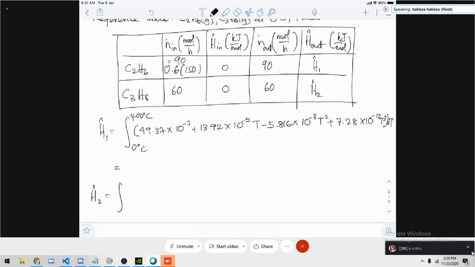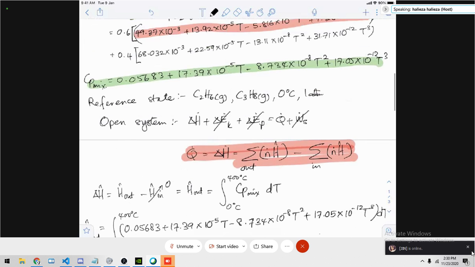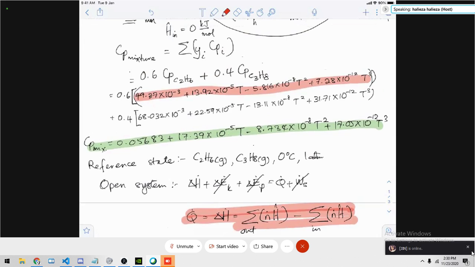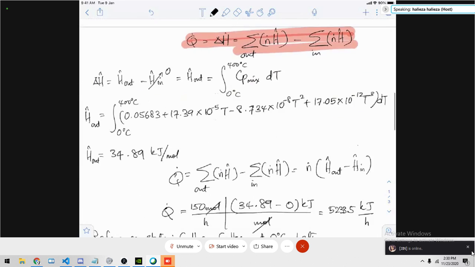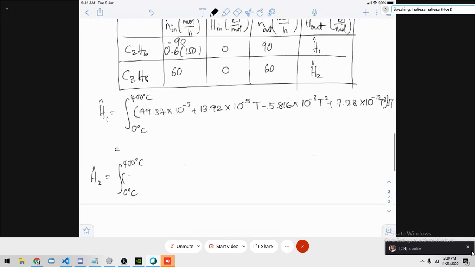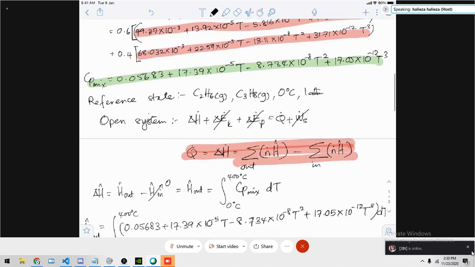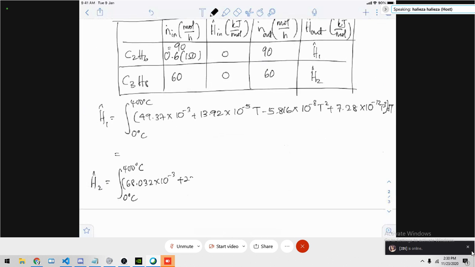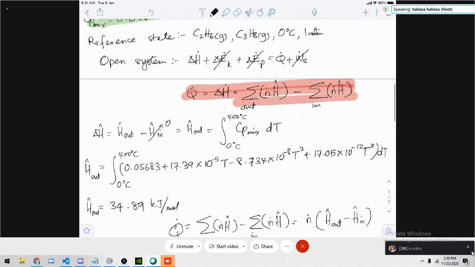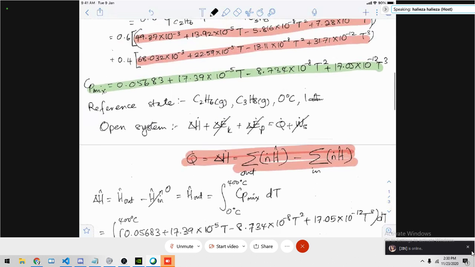I will do the same thing for propane. I'm going to look up the appendix B2. And for propane, it's this value: 68.032 times 10 to the power negative 3 plus 22.59. This is obtained from appendix B2, guys. So you should be familiar now with the equation: times 10 to the power minus 3, times 10 to the power minus 5, times 10 to the power minus 8.